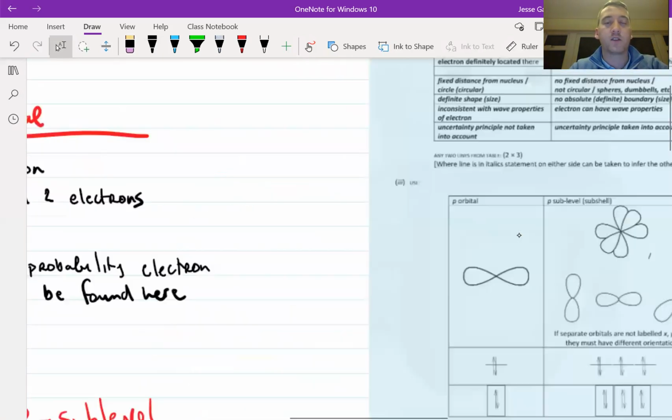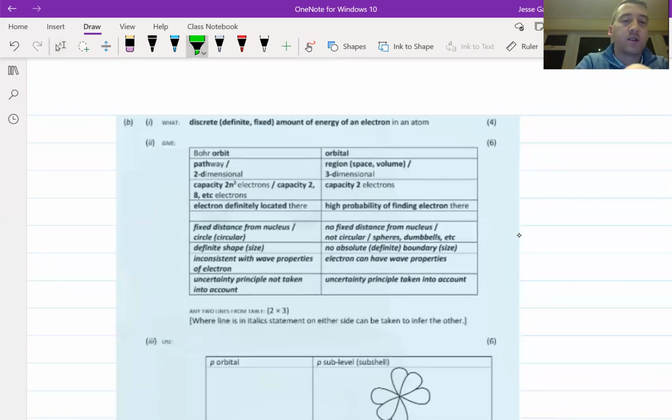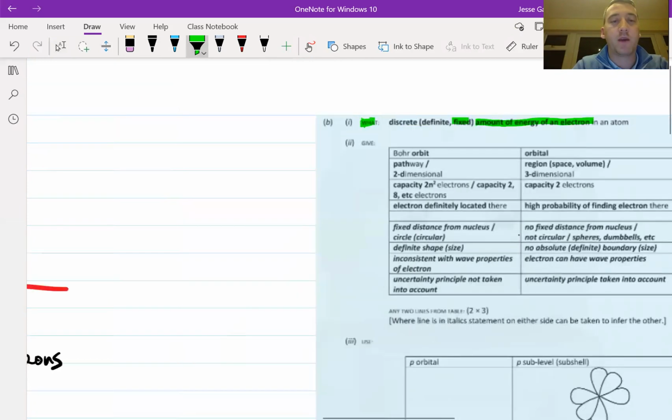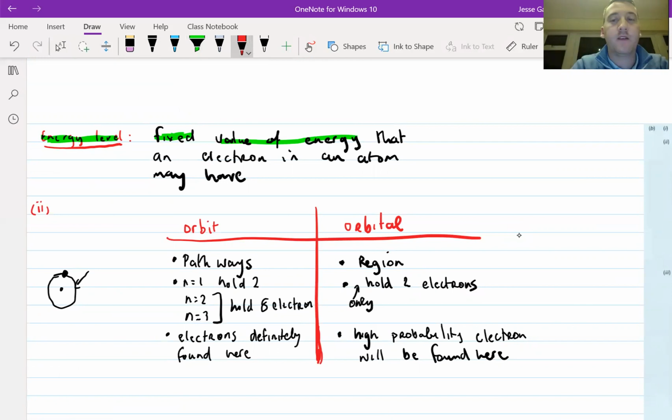Okay, so using the marking scheme, we're here. The first question asked us what is an energy level. Remember, anything in bold, we need to have in our answer. So it's discrete, definite, fixed. I think we said fixed amount or fixed value of energy that an electron in an atom may have. So we got that. Yeah, we're happy with that. That was worth 4 marks.